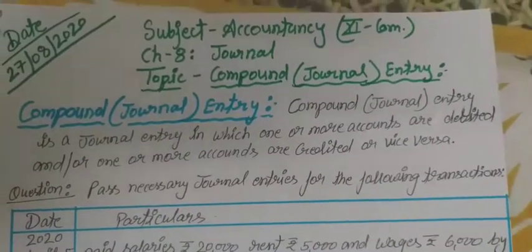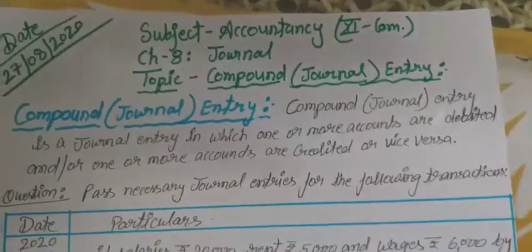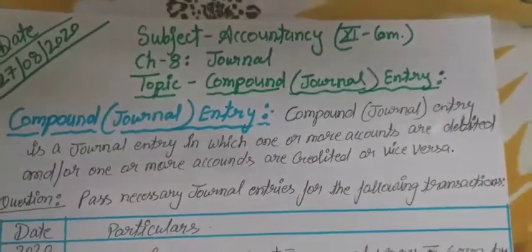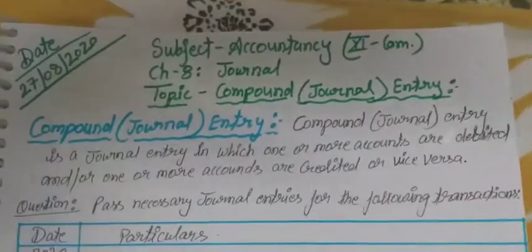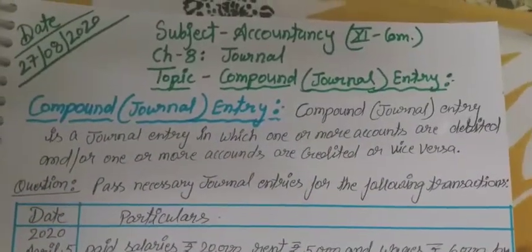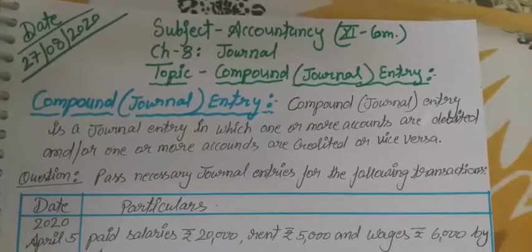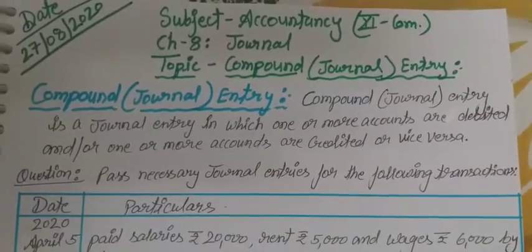I am Adesh with my subject Accountancy, Chapter 8 Journal, and the topic is Compound Journal Entry. So, students, in last class we learned to prepare the simple journal entry, and there we learned only one account is debited and one account is credited with one transaction only. Not more than one account is debited and credited.